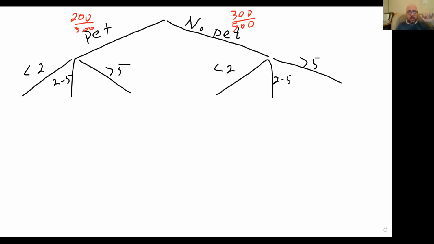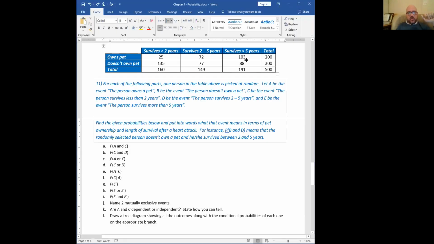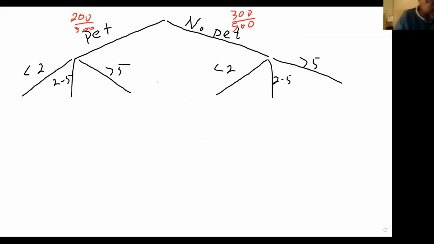Let's go back and look here. So within owning a pet, right? Because we're given that we own a pet, then what's the probability that we survive less than 2 years? It's 25 out of 200. And the other two are 72 and 103 out of 200. So what we've got here is, this is 25 out of 200, 72 out of 200. That says 2000. That's too many zeros. This guy is 103 out of 200.